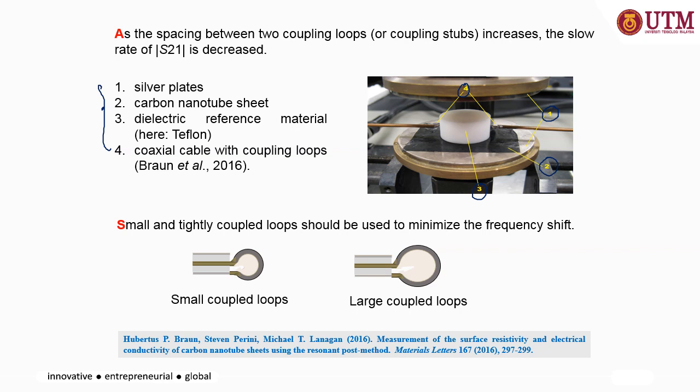So the first one is the silver plates, the second one is the carbon nanotube sheet, and the 3 and 4 are the dielectric reference and the coaxial respectively. Each of these components has its own permittivity or property, and each has its own function. Why are the silver plates placed there? Will that change the property of the modes? Will that change how the signal travels, and so on? We are going to look at that later on.